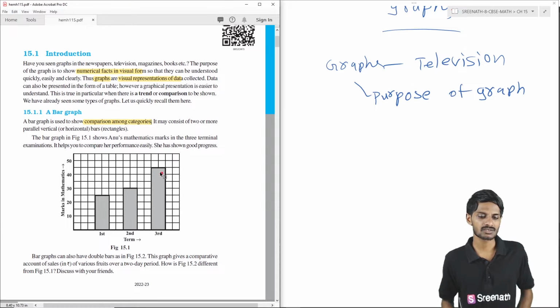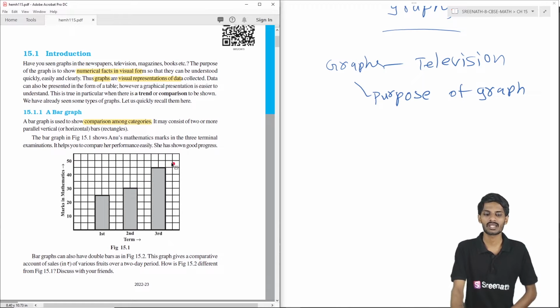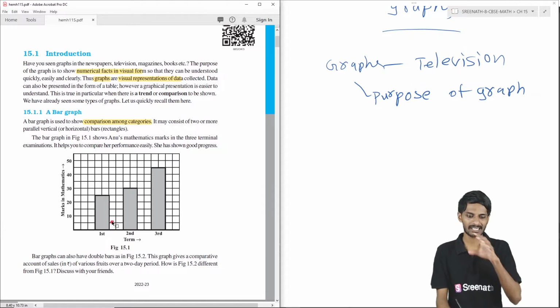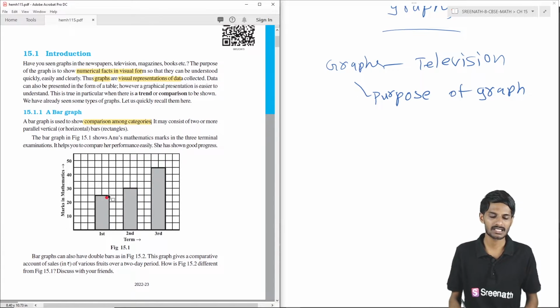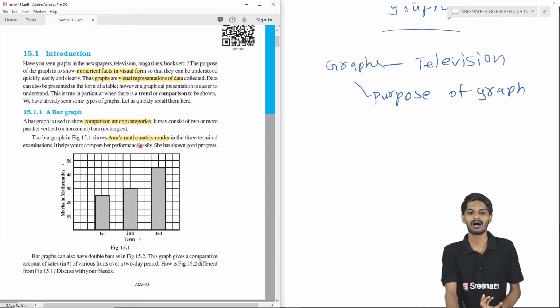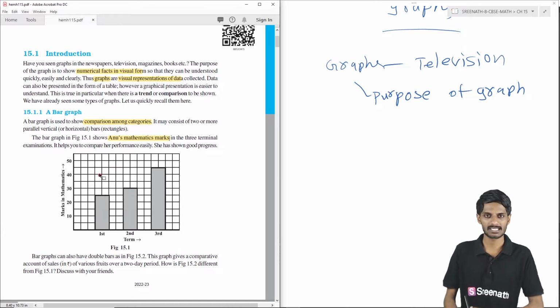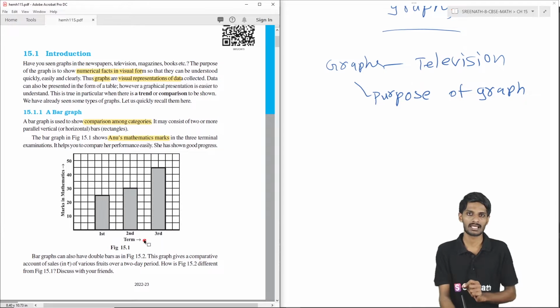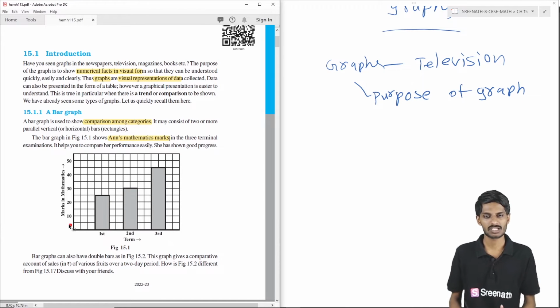These are the rectangles. These are vertical rectangles, and sometimes there are horizontal rectangles also. In the bar graph we compare the categories. Here the information given is Anu's mathematics marks. Anu is a girl, and her marks in mathematics are given in the bar graph, students, for the 3 terminal examinations. This is the first terminal examination, this is the second, this is the third.